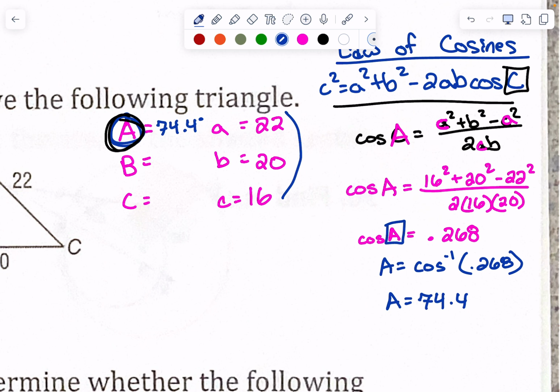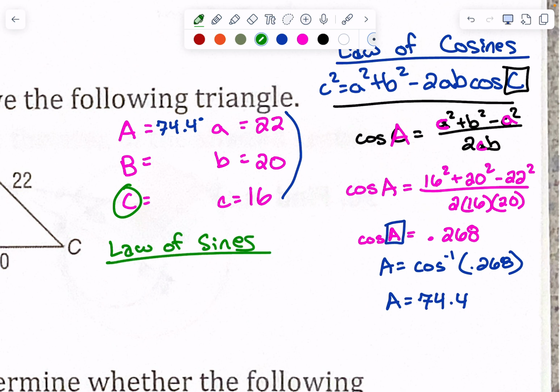Whew. Okay, now what do you want to solve? That's just one. Now let's do C. So if we're going to do C, then we can use the law of sines. The law of sines is sine of A over a equals sine of B over b, which in this case is C, because this crazy boy over here wants to do C instead.